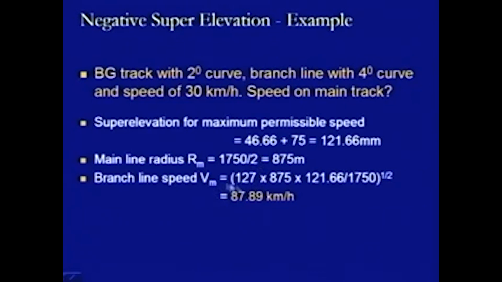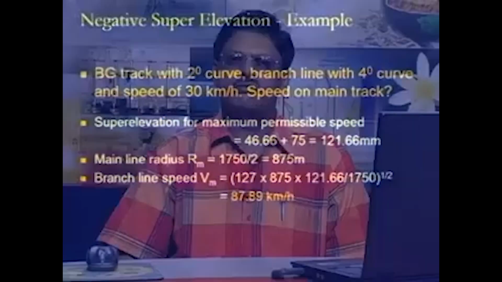We get the speed by using the formula, and we find that this value comes out to be 87.89 kilometers per hour. So, we can say roughly around 85 kilometers per hour is the speed of the main track, which is provided with 2 degree curve. This is how we can compute the value of the negative super elevation and super elevation on the two tracks.